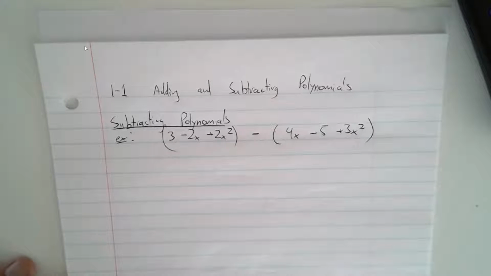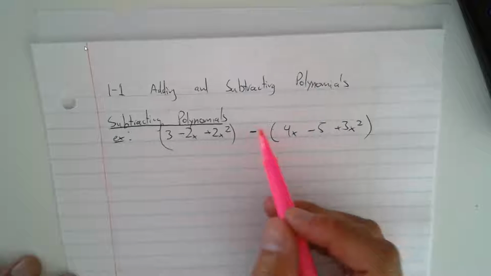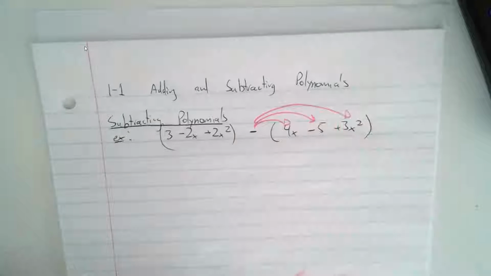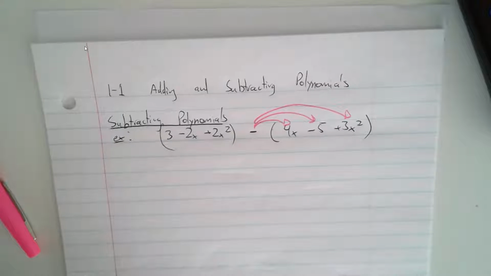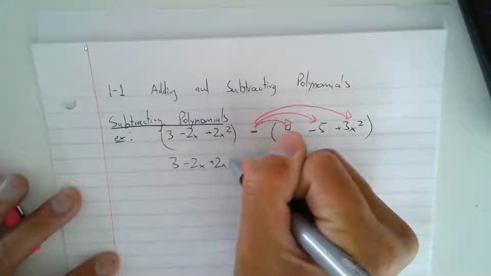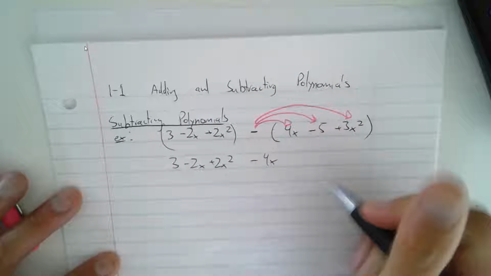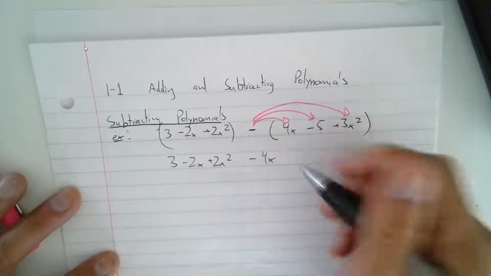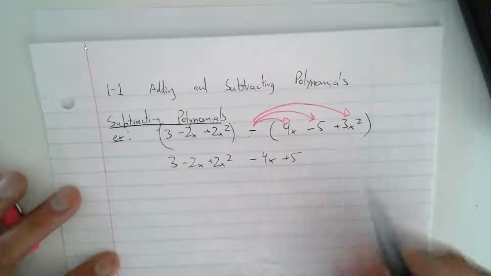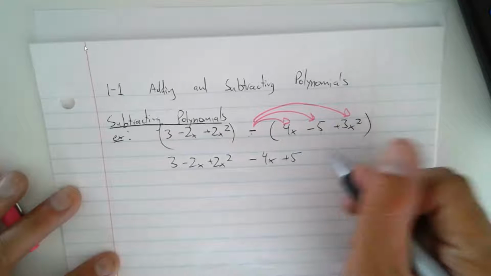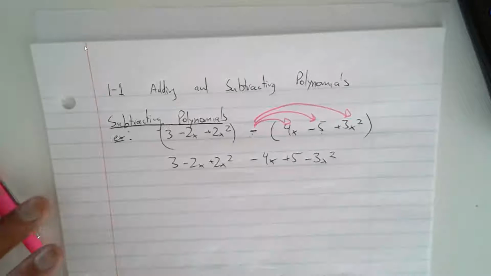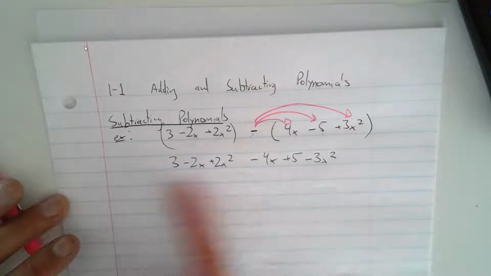Yes? Yeah, to the 4x, the 5, and the 3x squared. And the rest is pretty nice. 3 minus 2x plus 2x squared minus 4x. This minus is going to go to that minus 5. What is that going to become, guys? Okay, very good. And that minus is going to go to the 3x squared. So that's going to become negative 3x squared. That's correct. Now, how do we mash them up and conjoin them together?